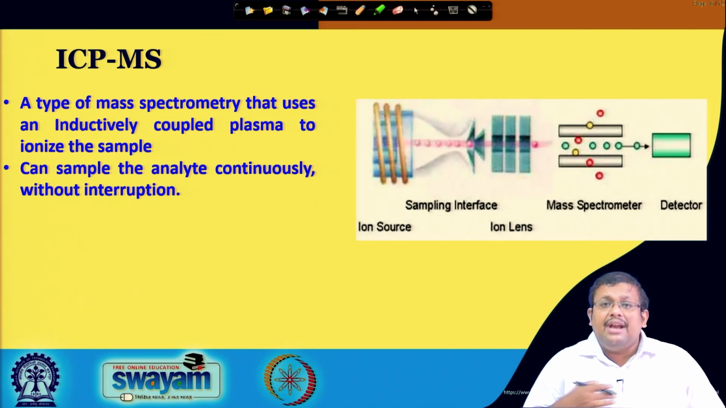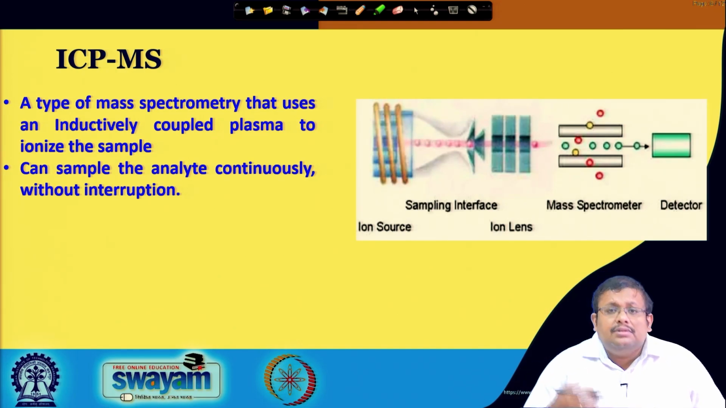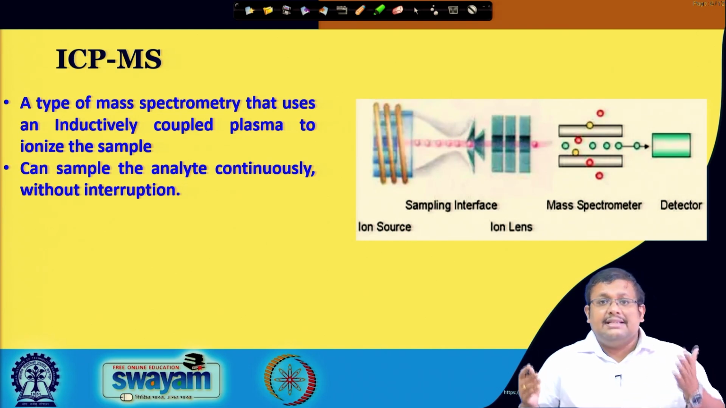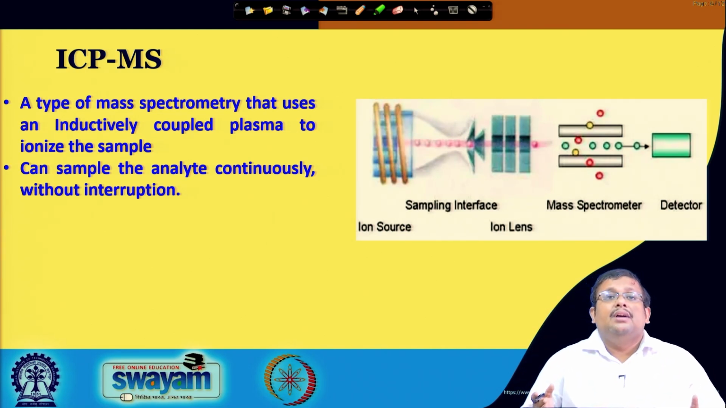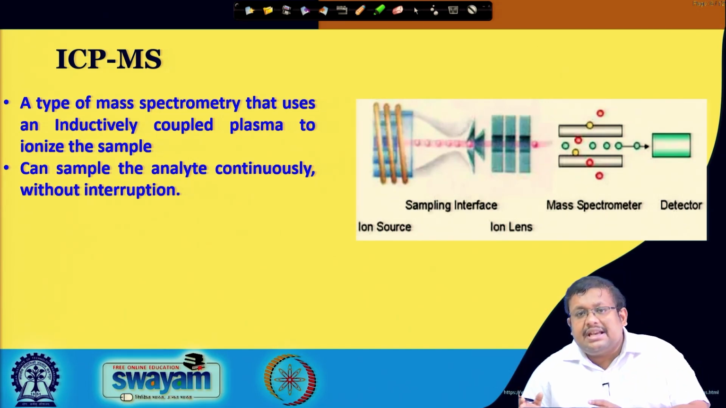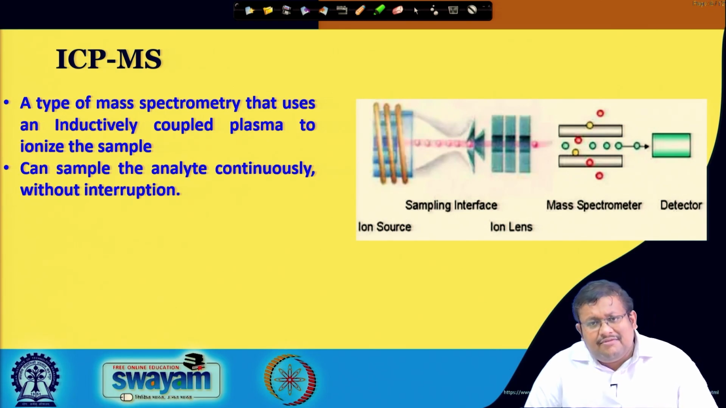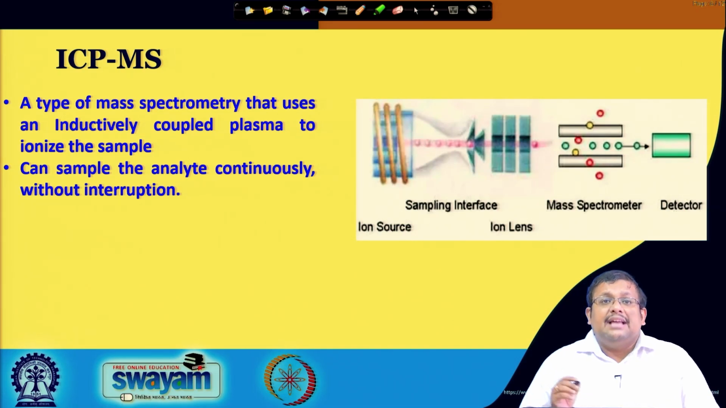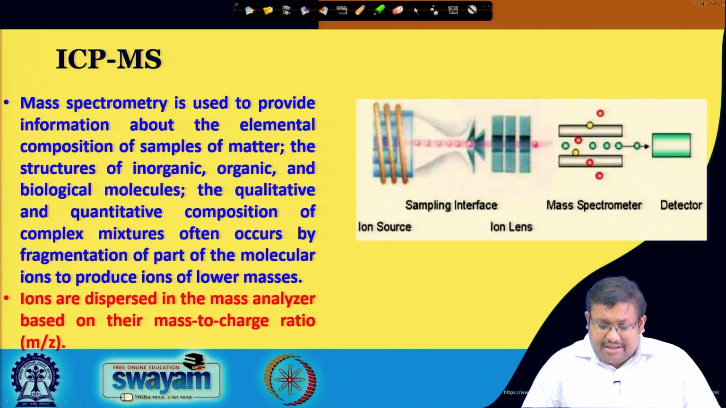This can measure a wide range of elements, the precision level is quite accurate, and the limit of detection is very low. We can go up to the ppb to ppt level sometimes. The basic principle is that it has an ICP, inductively coupled plasma, for ionizing the sample, which is attached to a mass spectrometer for measurement of those individual ions. One of the major benefits of this instrument is that it can sample the analyte continuously without any interruption.